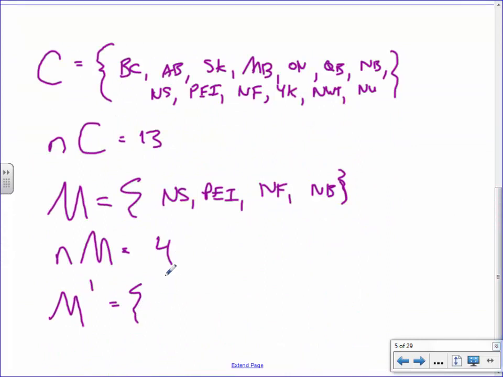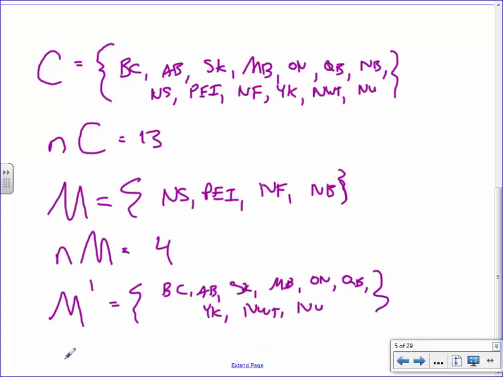But if I actually had to write them out then, it would be BC, Alberta, Saskatchewan, Manitoba, Ontario, Quebec, don't count that one. Okay, skip ahead to Yukon, Northwest Territories, and Nunavut. Okay, and if I asked you for n(M prime), then you'd say there were 9 of them. Is that really straightforward? That's basically it. I've taught you the lesson.